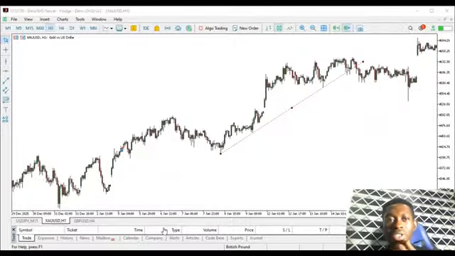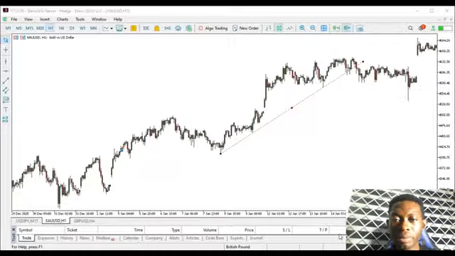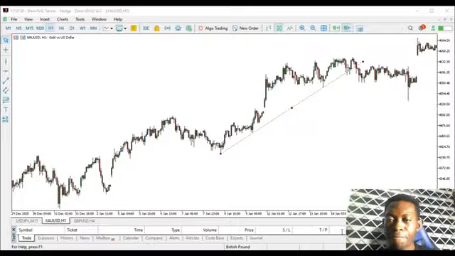Okay. Can you see my screen now? If you can see my screen, please type 2 in the comment section.